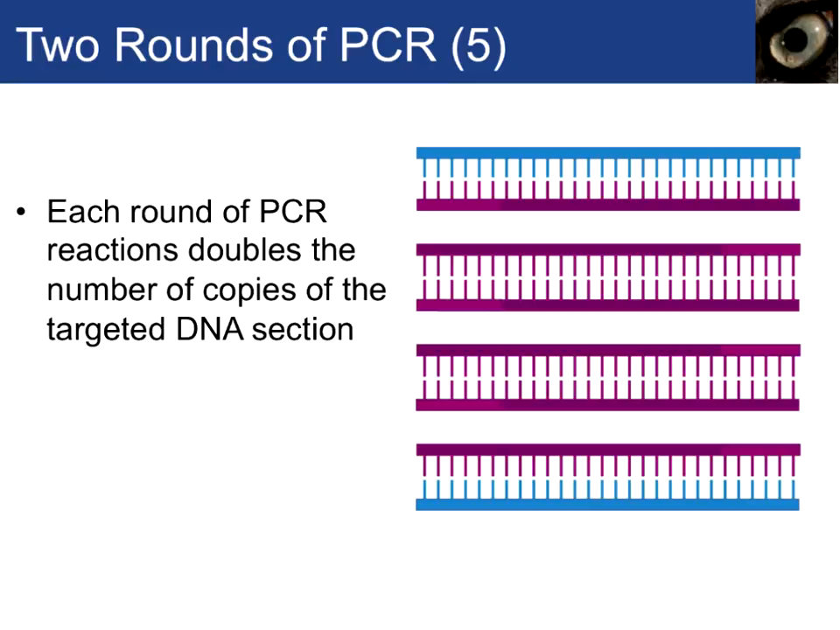Each round of PCR doubles the number of copies of the targeted DNA section because the new strands that are built serve as templates in the next round of amplification. So this process causes only the section of DNA that's between the two primers to be amplified to very large amounts. There will be other DNA fragments in the reaction, but the ratio of the targeted sequence you're amplifying to the other DNA is going to be very minute.